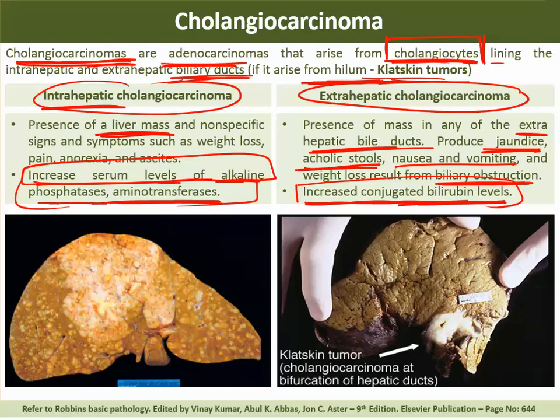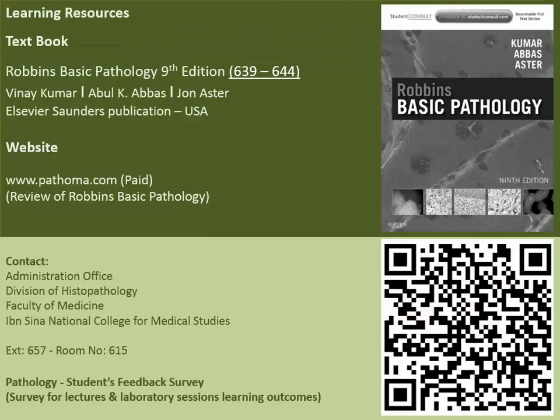These are the features of extrahepatic and intrahepatic cholangiocarcinoma. Why I am mentioning this is we can differentiate these tumors on the basis of lab investigations and clinical features. I think this ends the slide on the pathology of the gallbladder. You can refer to these pages, which will help you get more details.